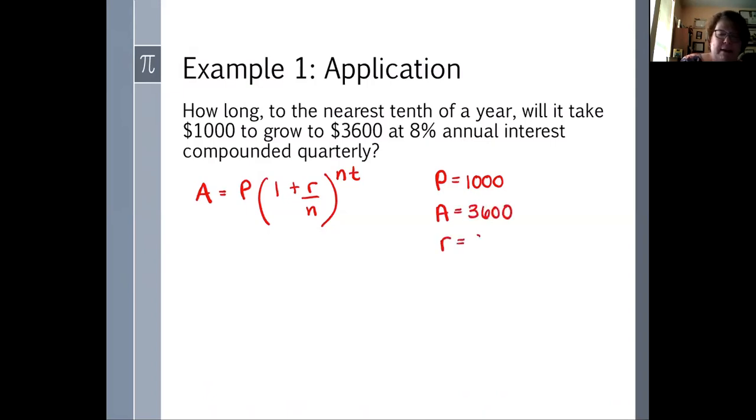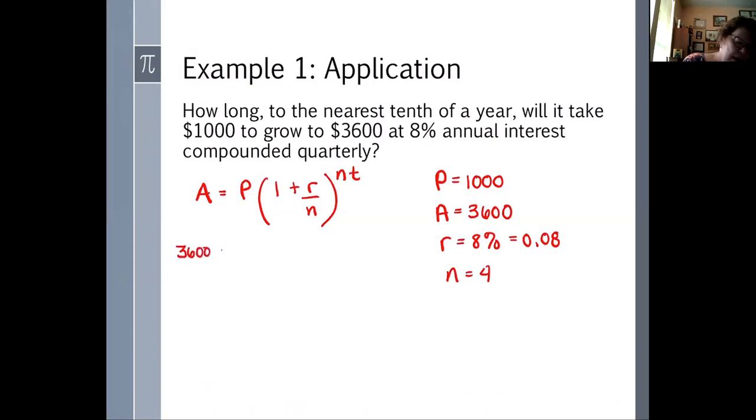Our interest rate is 8%, but we have to write that as a decimal. So that's 0.08. Remember, to write a percent as a decimal, you divide by 100. And we're compounding quarterly. That means 4 times a year. So n is 4. So now let's make all those substitutions.